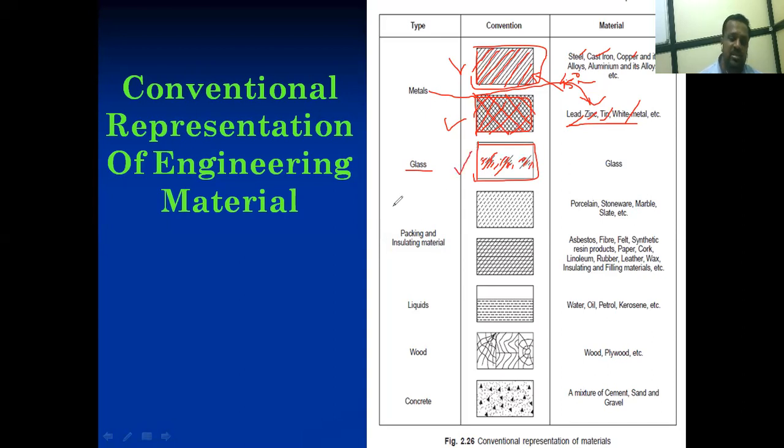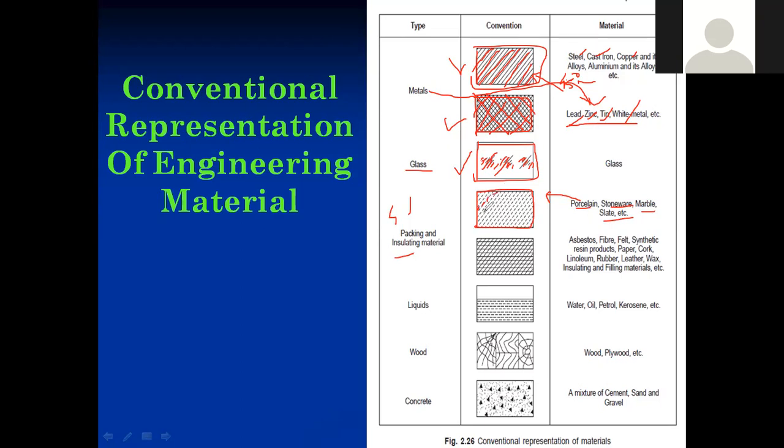Now see the next engineering material: packing and insulating material. Packing material consists of porcelain, stoneware, marble, and steel. How is this shown in the conventional manner? Similar process. We draw a square box, and inside it we draw hatching lines, but the hatching lines should be dotted, like this. This representation is for porcelain, stoneware, and marble. You have to remember the hatching line will be in dotted format.